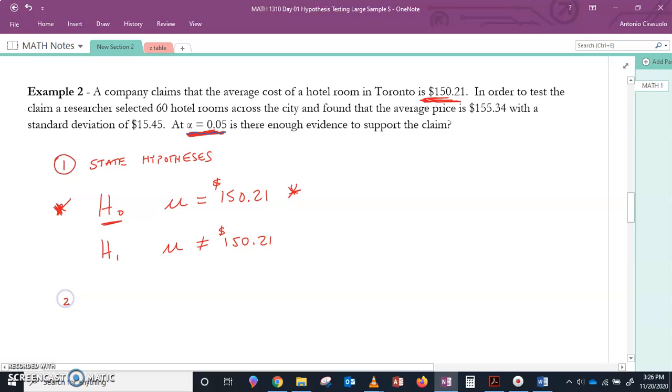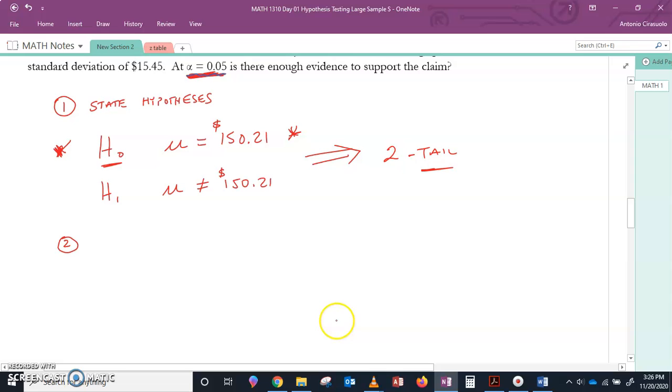Second step is to determine the critical values. Now, in order to do this, we have to draw our picture, but this is telling us that this is a two-tail scenario, right? If it has the mean is equal to and a mean not equal to, that's a two-tail scenario. So what does that look like in terms of our scenario? Okay, so let's draw our normal distribution. And this time we're going to put two tails together.